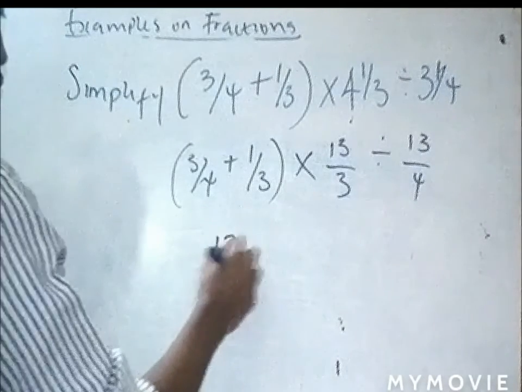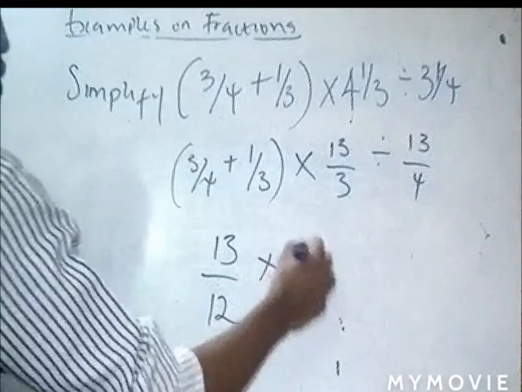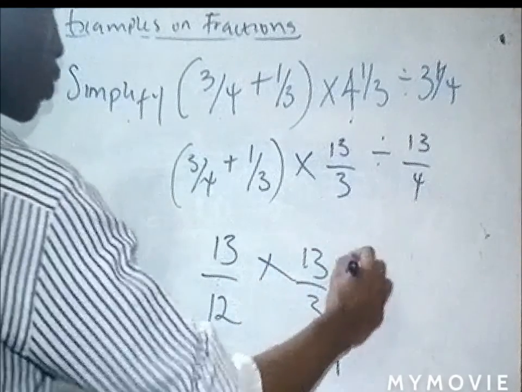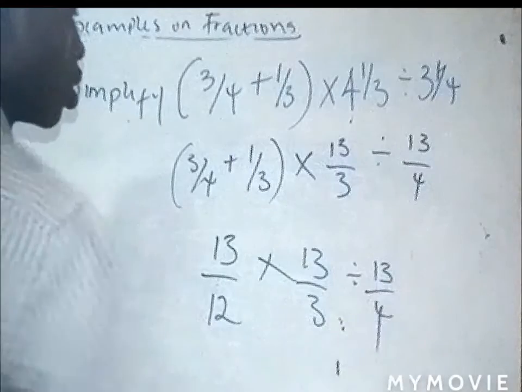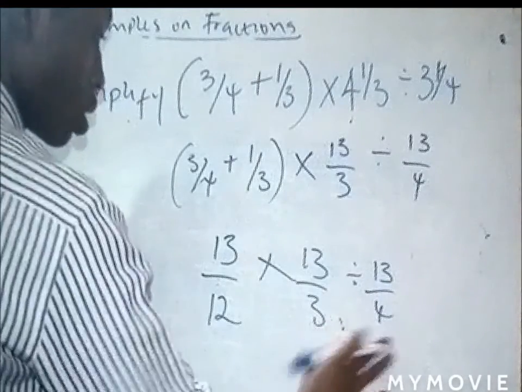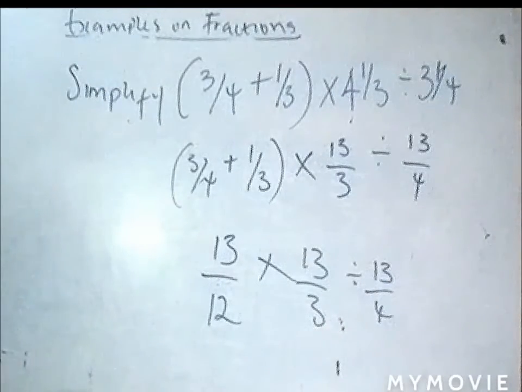So let me just put it down here. 13 over 12 times 13 over 3 divided by 13 over 4. So we just have 13, 13, 13. Okay, so now what is the next sign we're going to solve with? The next sign we're going to look at is division. You know, BODMAS, bracket of division before multiplication.